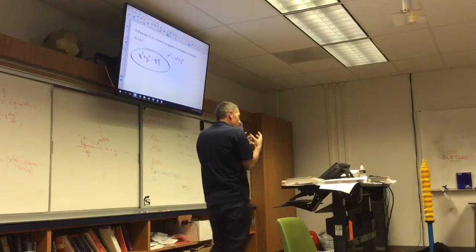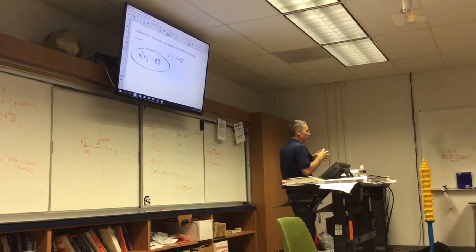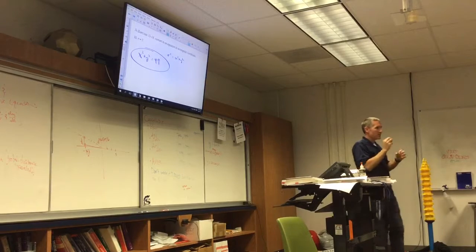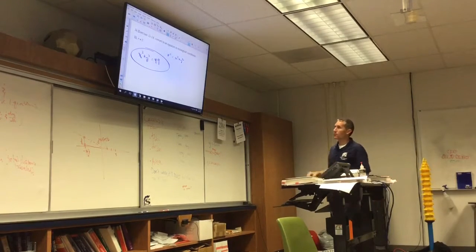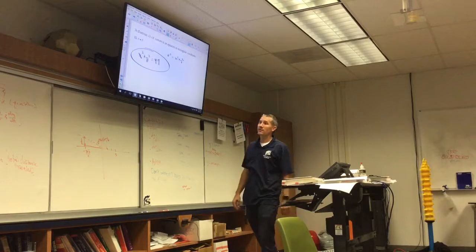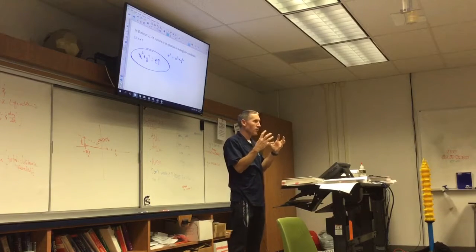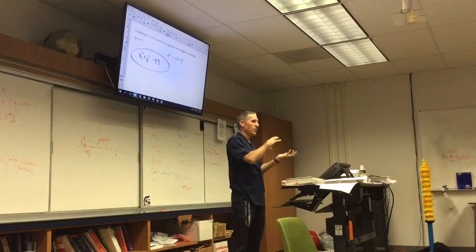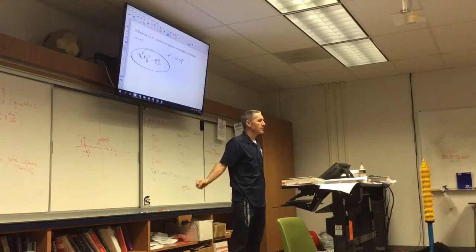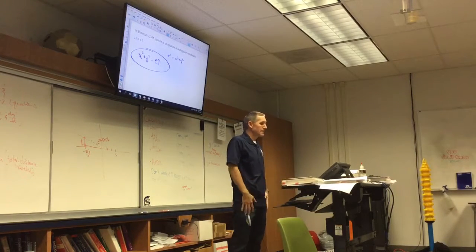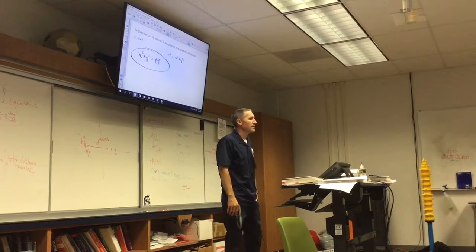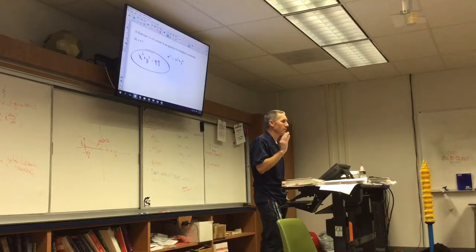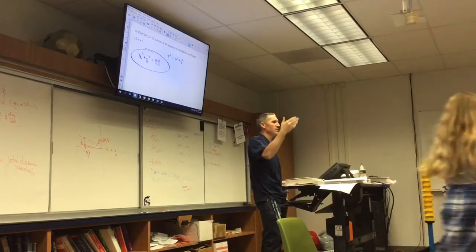So r equals 7 is the way we represent a circle centered at the origin in polar, and this is how we represent that same exact circle in rectangular. Again, you're using one of those four pieces of information to go back and forth. What else? That's it. X squared plus y squared equals 49. That's the equation in rectangular coordinates. Rectangular is only dealing with x's and y's. Polar is dealing with r's and theta's.